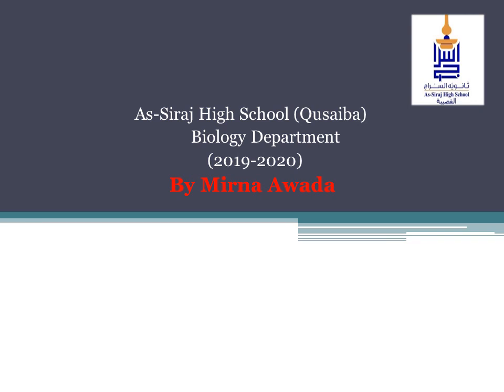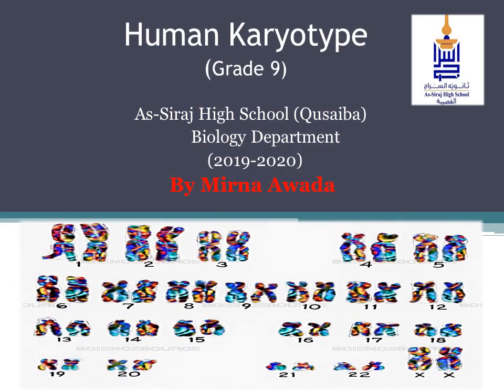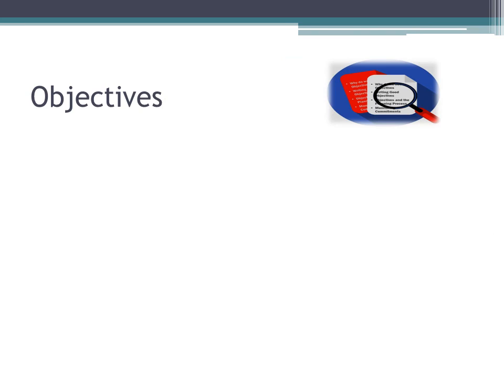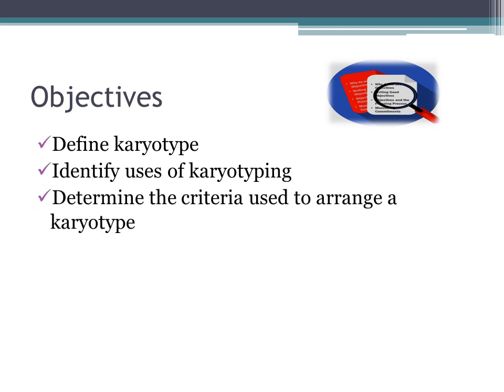Our lesson today is about human karyotype. The objectives of this lesson are to define a karyotype, to identify some uses of karyotyping, to determine the criteria used to arrange a karyotype, and finally to write a chromosomal formula.